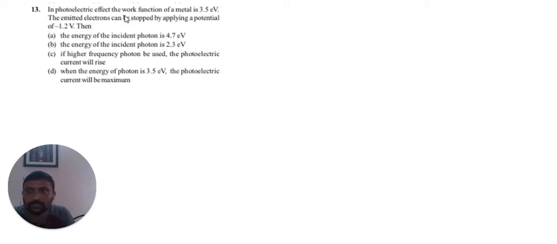Here in this question, in photoelectric effect, the work function of the metal is 3.5 electron volt. The emitted electrons can be stopped by applying the potential of minus 1.2 volt. Then which of the following is correct? So first of all, I have to start with what are the given parameters.